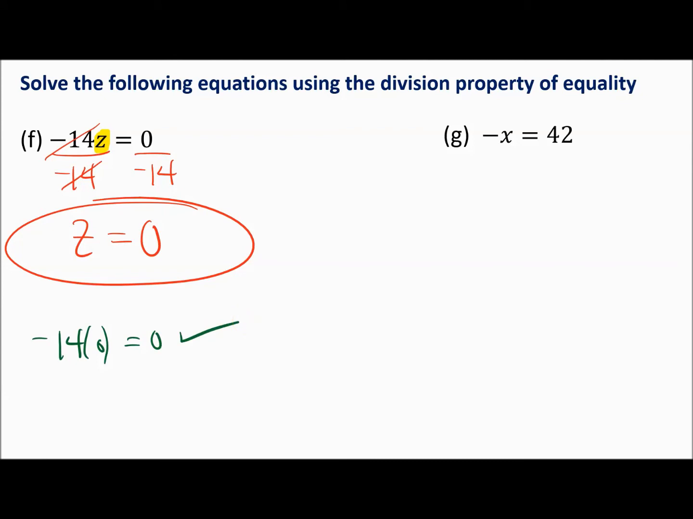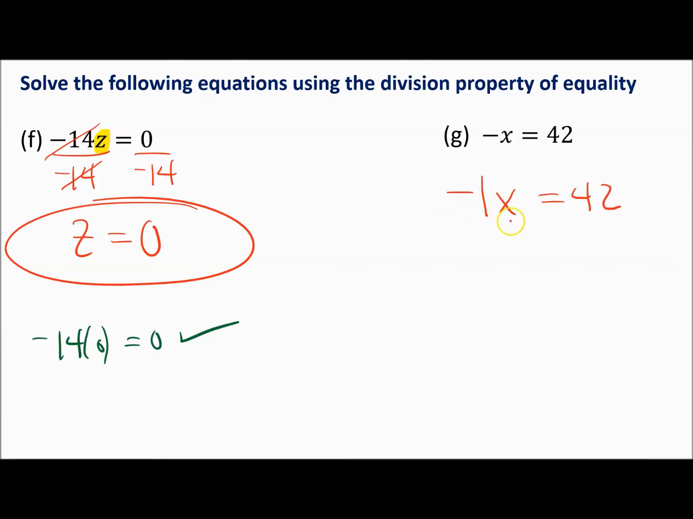Well, look at G. It's got its own issues, right? Now, I'm not done with G. I can't say that's finished because it's not. The X is not by itself. It's got a negative in front of it. Now, secretly, we know what's going on with that. That's really the same as saying negative 1x is equal to 42.